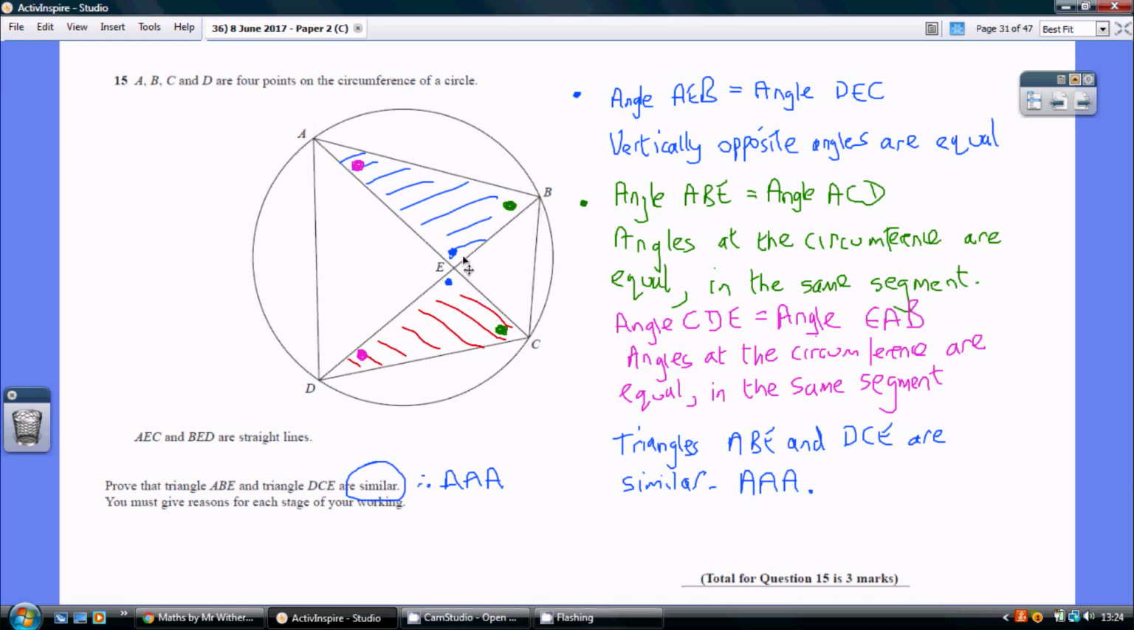So basically you've got circle theory for two of the angles, the pink one and the green one, of angles at the circumference are equal provided they're in the same segment, and the blue one's the same because vertically opposite angles are equal. So it's angle, angle, angle.